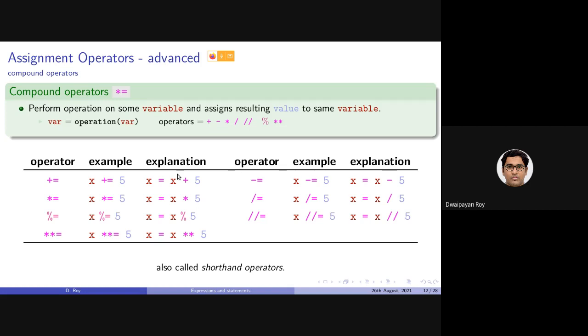So here is the explanation. Plus equals to means, for example, x plus equals to 5. That means x equals to x plus 5. Similarly, x star equals to 5 means x equals to x star 5, and so on. So again, this is called a shorthand operator. We can write this the long way as well, but we are writing it in this way. What this is doing is, it is considering the old value of x, dividing that old value of x by 5 and storing the remainder in x.